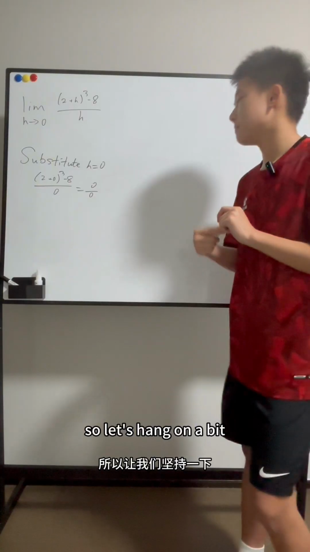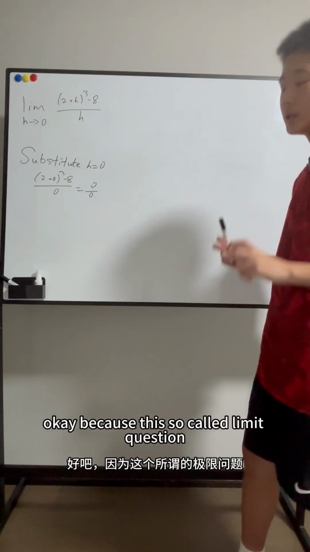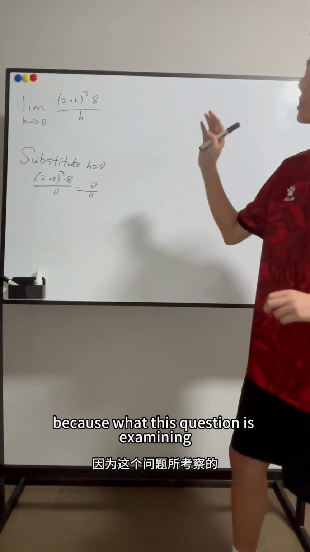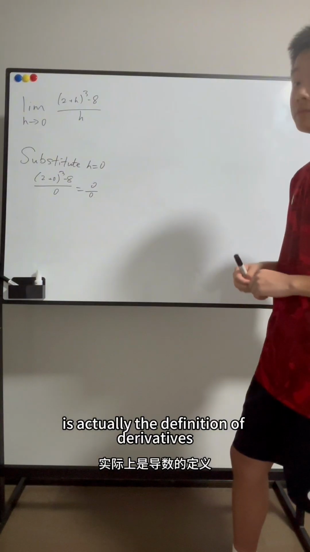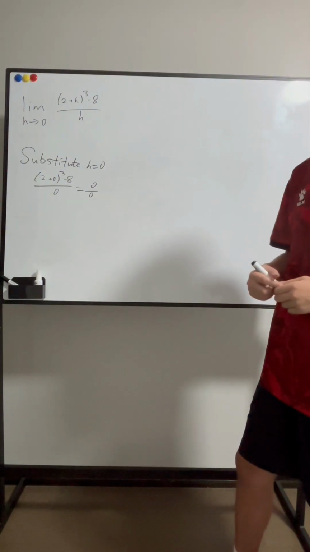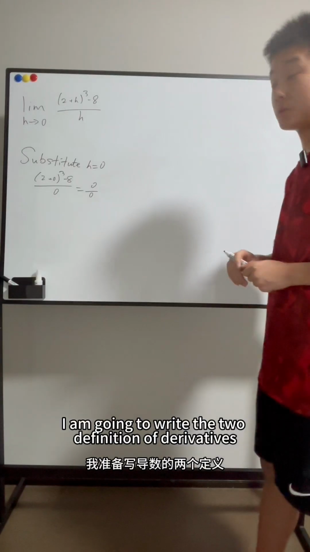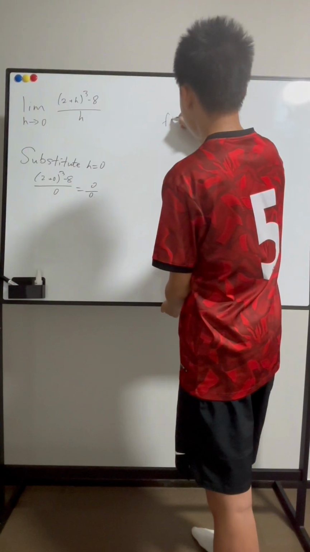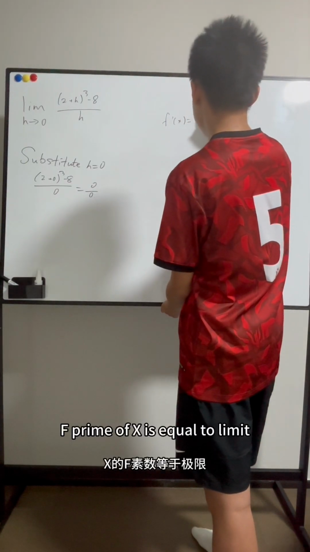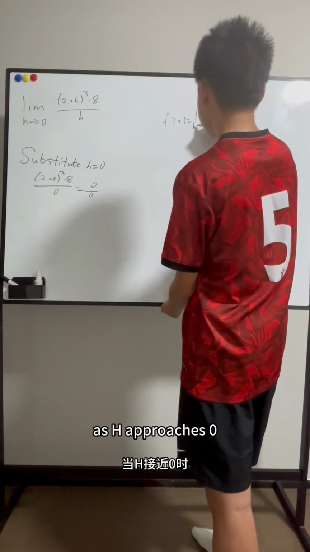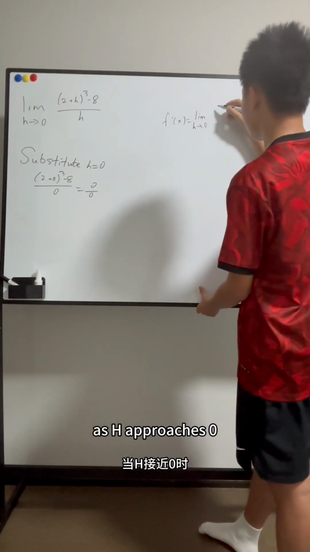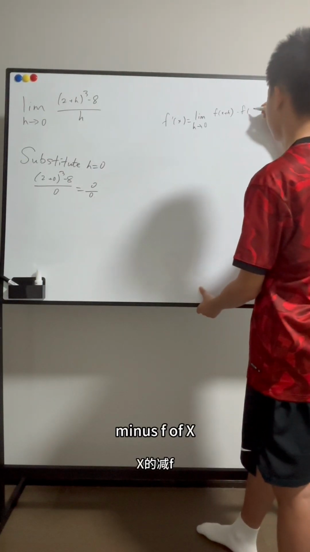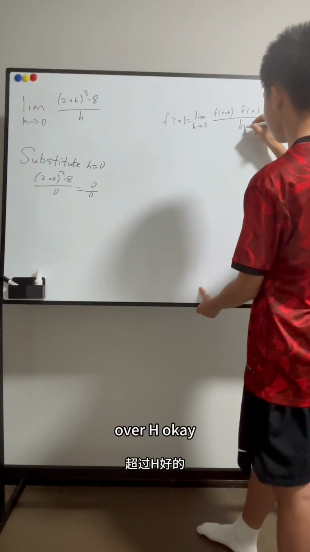So let's hang on a bit, okay? Because this so-called limit question is really not a simple limit question. What this question is actually examining is the definition of derivatives. So I am going to write the two definitions of derivatives right here. The first one is that f prime of x is equal to the limit as h approaches 0 of f(x plus h) minus f of x over h, okay?